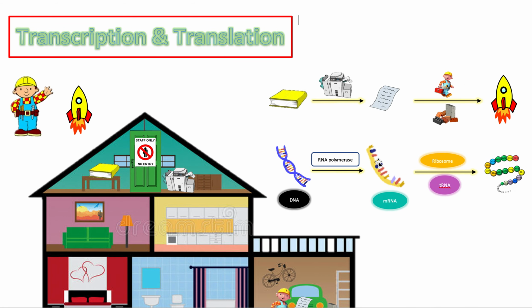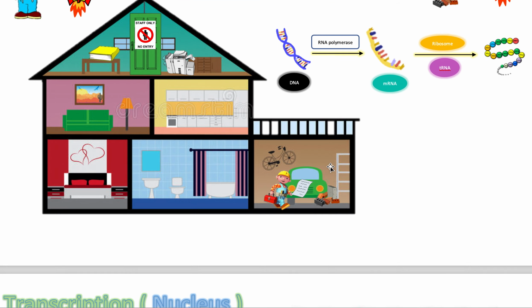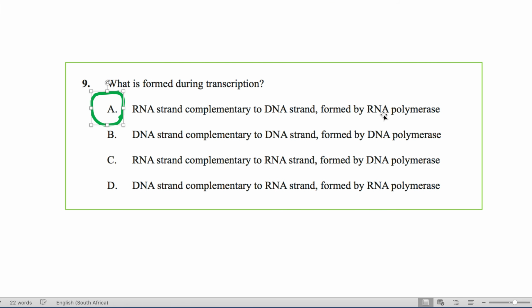RNA polymerase is basically like the photocopier. This enzyme is going to photocopy a part of the DNA to give mRNA. So this is the enzyme that you're going to need. Without this enzyme, this photocopying can't happen. So therefore I know it's this one. We know we're not making DNA, so immediately we can eliminate B and D. We're not making DNA, we're making RNA in transcription.